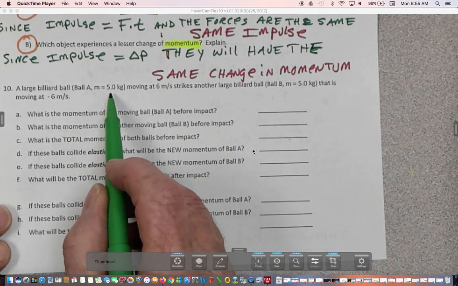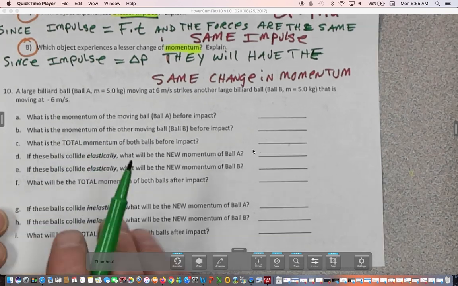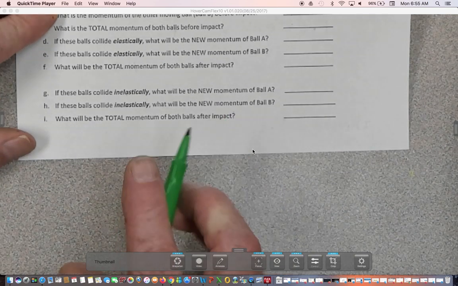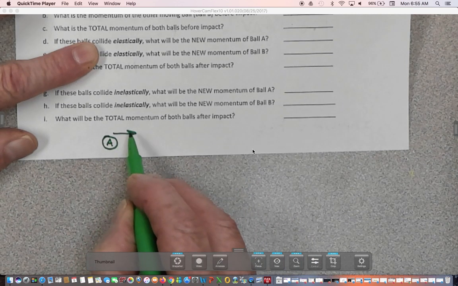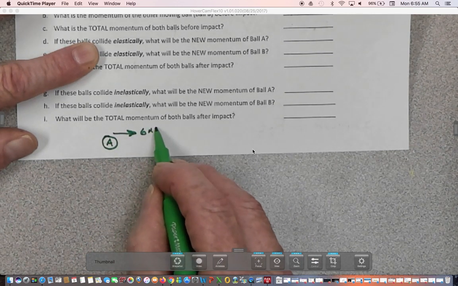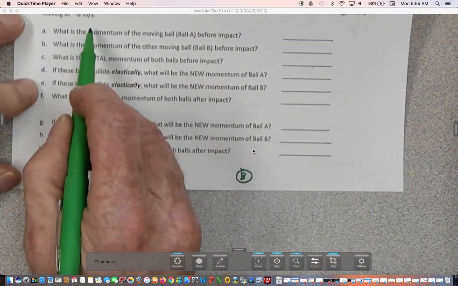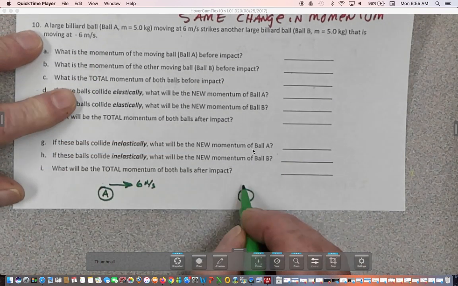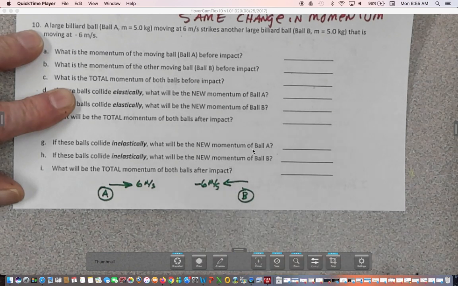You got a billiard ball moving at 6 meters per second, another that is moving at -6. So let's draw a small picture at the bottom. Billiard ball A is moving this way at 6 meters per second. Billiard ball B has to be moving the opposite way since it has a negative velocity, and they're the same size, so that makes it nice, at -6 meters per second, and they're both 5 kilograms. Interesting.